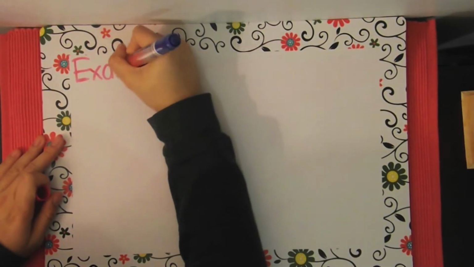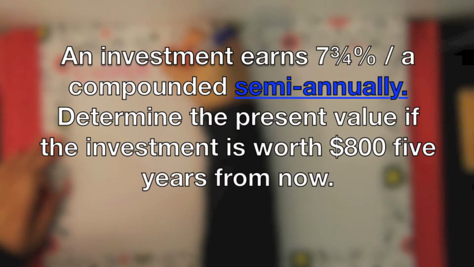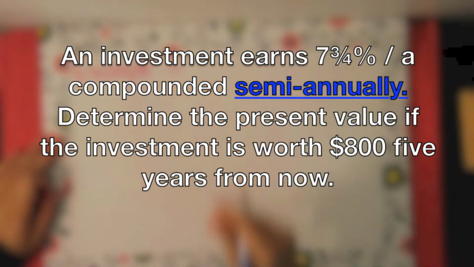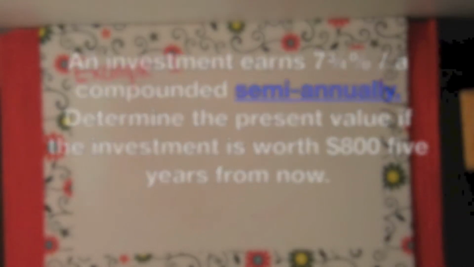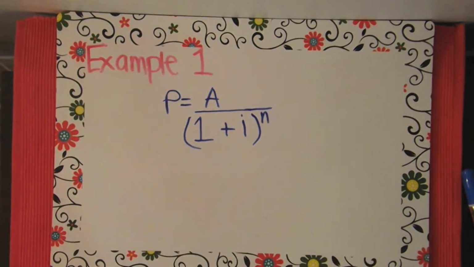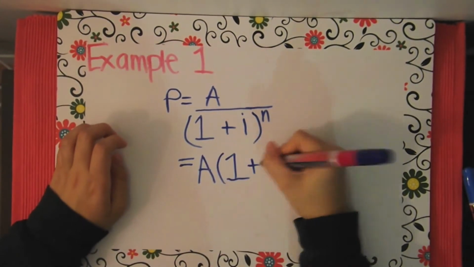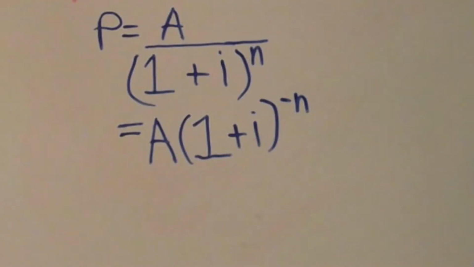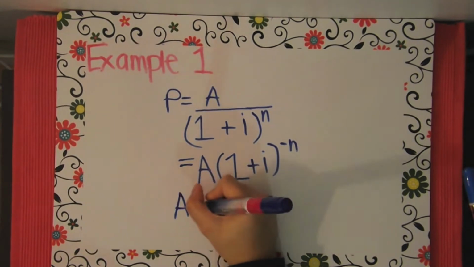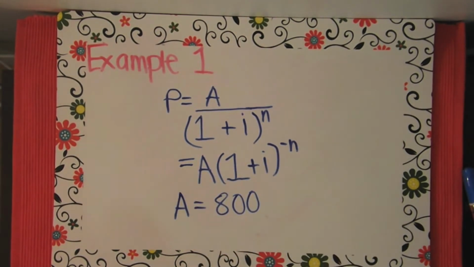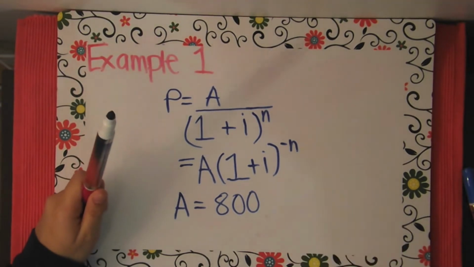Okay, let's start with our first example. An investment earns 7 3/4%, compounded semi-annually. Determine the present value if the investment is worth $800 5 years from now. For this question, we'll be using the modified version of the main formula, which is A times (1 plus I) to the negative exponent n. The amount of the investment is $800, and that is what will replace A in the formula.